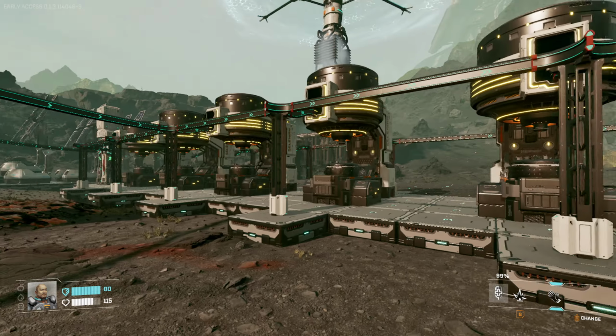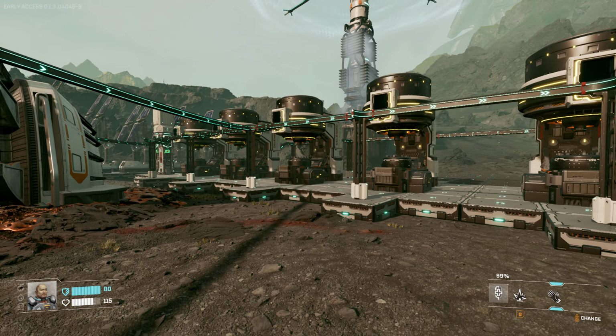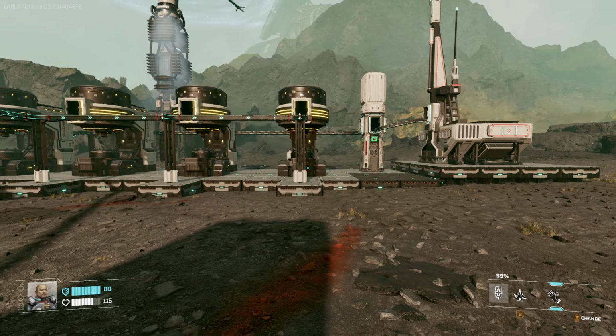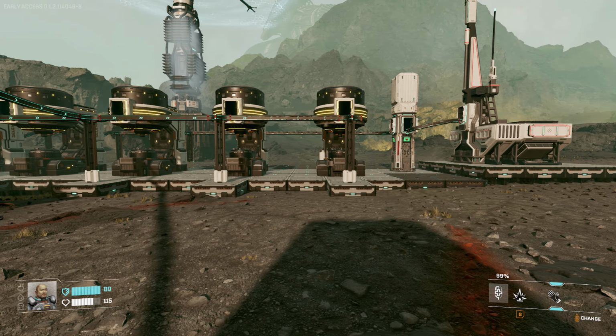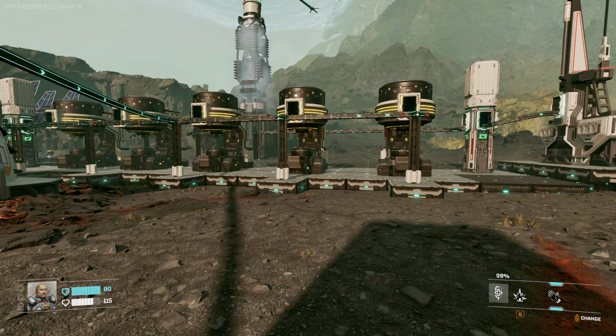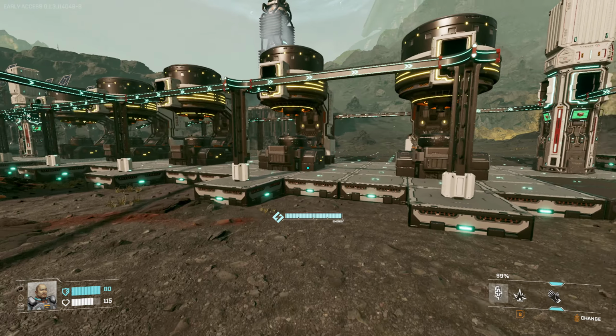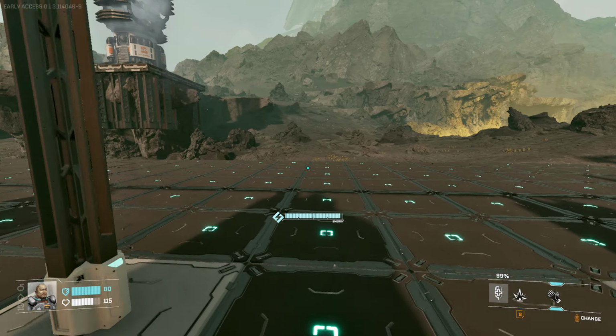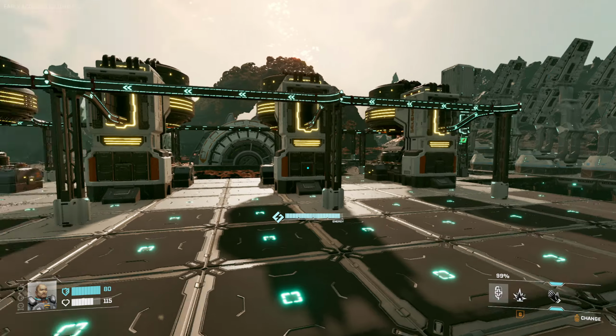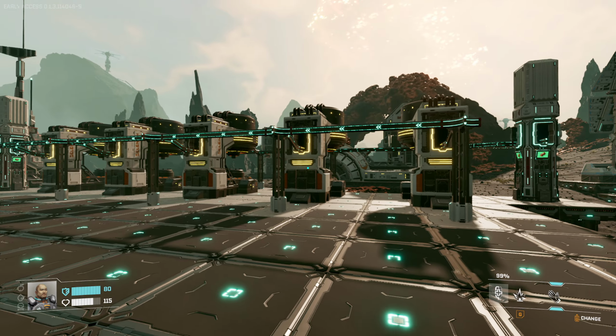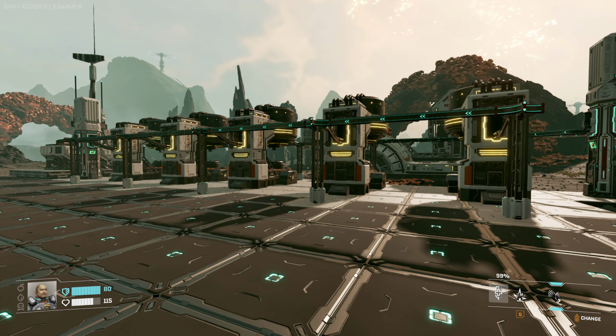Well, there you go. That's my universal build plan. It could be scaled infinitely. Doesn't matter what stage you're in. You get the gist.